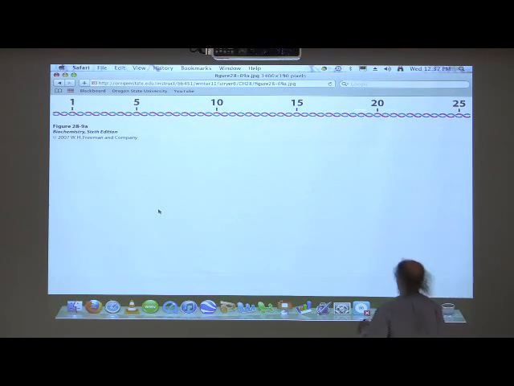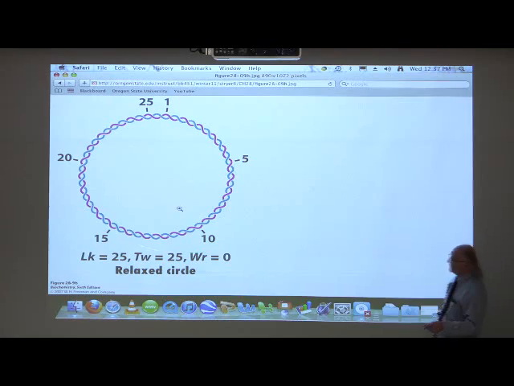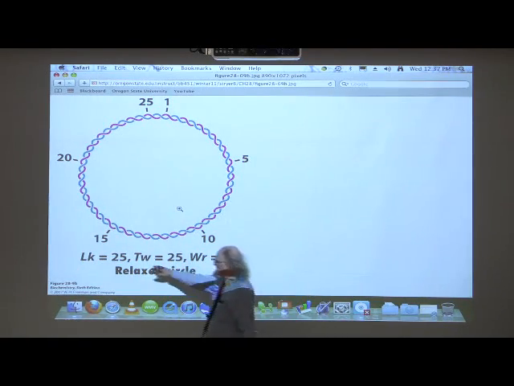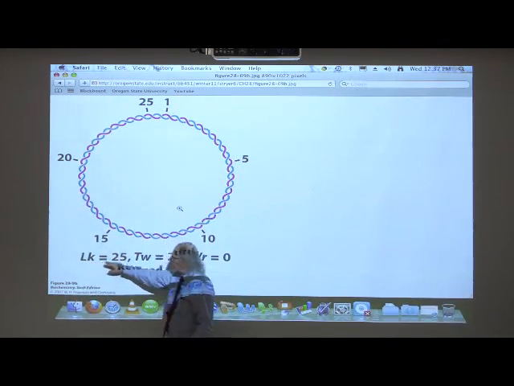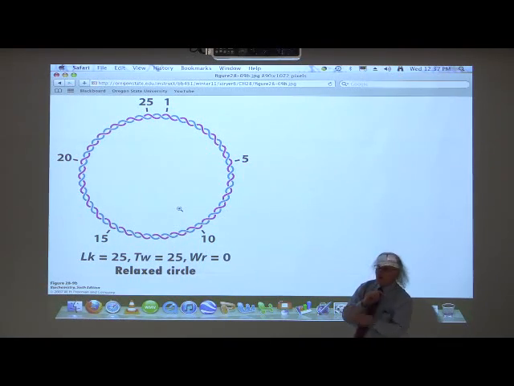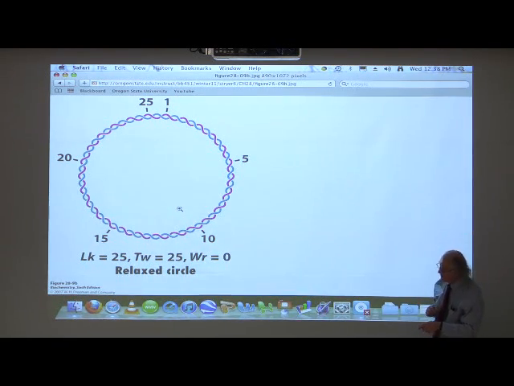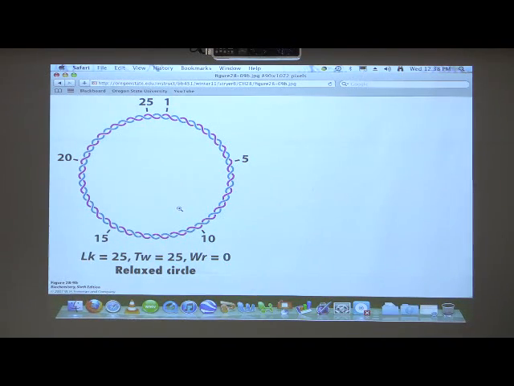In this case, this guy is already relaxed. So when I close the circle, what do I see? Well, I've got 25 turns. This is called linking number, and I'll show you that in a second. And it has 0 writhe. Now, writhe is the number of times the double strands cross each other. This guy hasn't wrinkled up yet. There's no double strands crossing each other. So the linking number 25 is equal to the twists plus the writhe: 25 equals 25 plus 0.